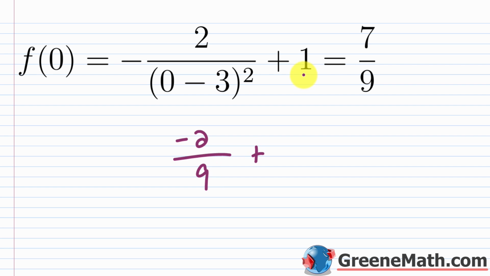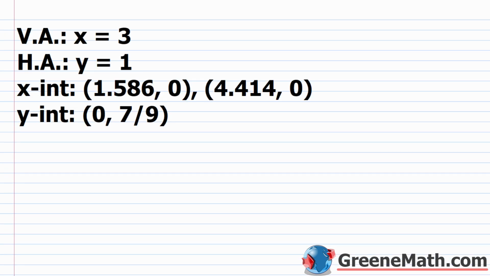If you add this to 1, you could write that as 9 over 9. And of course, this becomes negative 2 plus 9, which is 7, over the common denominator of 9. So the y-intercept is going to occur at (0, 7/9). So coming down here, again, we have our x-intercepts: (1.586, 0) and (4.414, 0). So again, just approximating those. The y-intercept is (0, 7/9).